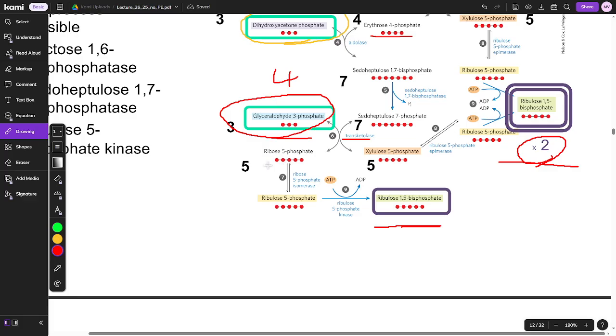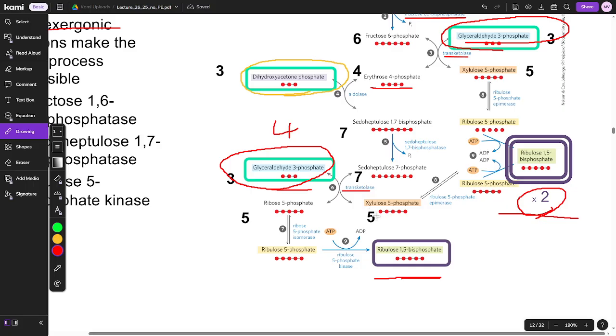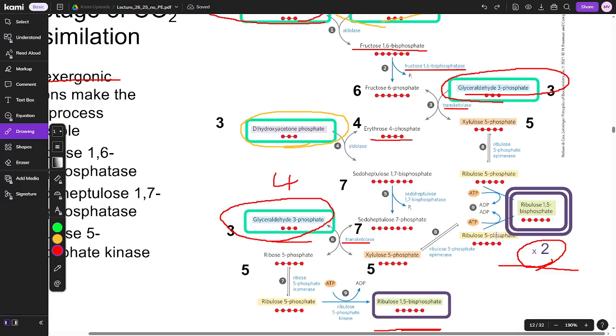And then from there, for this ribose 5-phosphate here, we use ribose 5-phosphate isomerase to make ribulose 5-phosphate. Then we use ribulose 5-phosphate kinase to make ribulose 1,5-bisphosphate. And for this xylulose 5-phosphate, what you do is you use the epimerase again to make ribulose 5-phosphate, and then you use ribulose 5-phosphate kinase to make ribulose 1,5-bisphosphate.